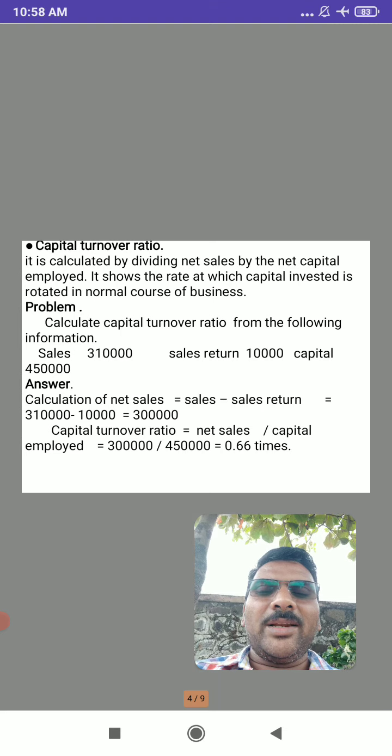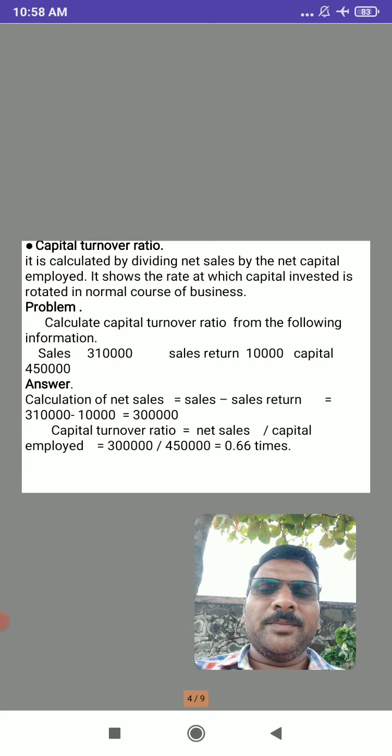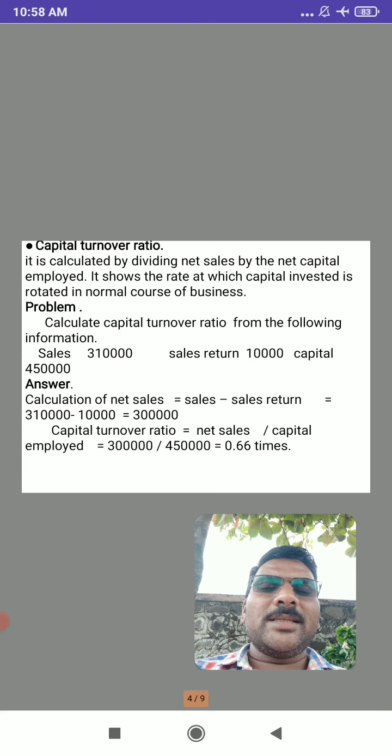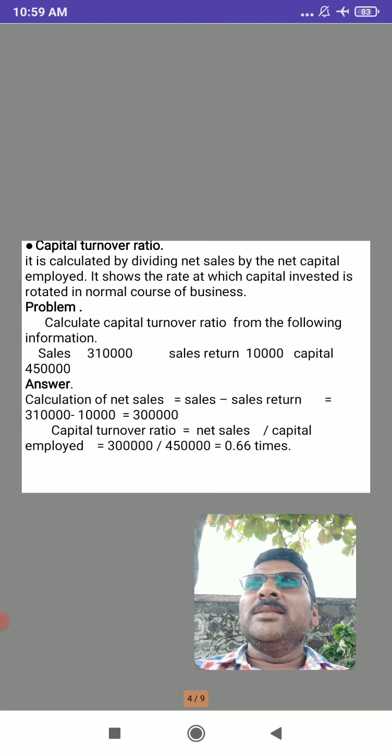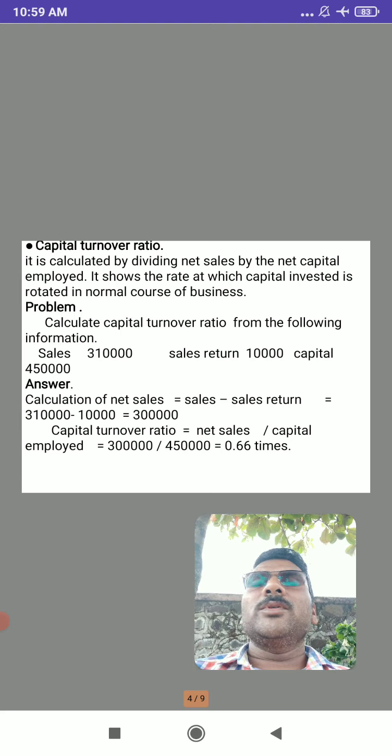So calculate here, a simple problem: calculate capital turnover ratio from the following information. Sales is 3,10,000, sales return is 10,000, and capital is 4,50,000. So here first of all we will calculate net sales. Net sales is calculated by deducting sales return from total sales.